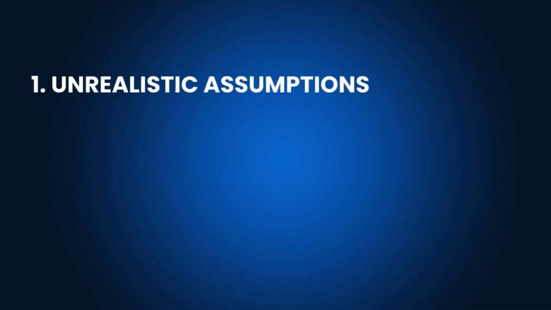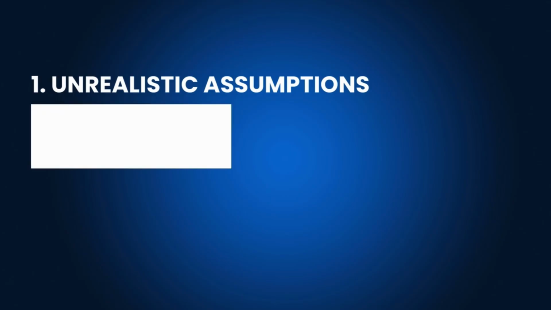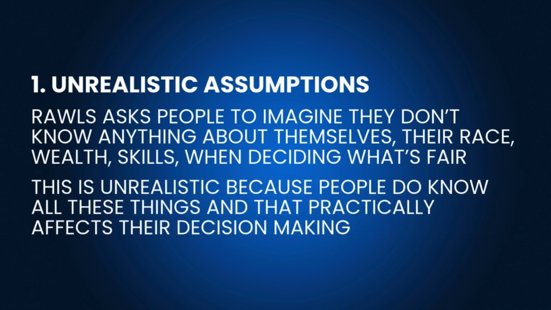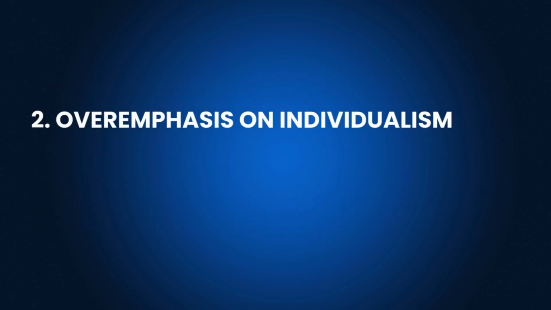While a powerful idea, Rawls' theory has been met with several criticisms. Number one, unrealistic assumptions. Rawls asks people to imagine they don't know anything about themselves, their race, wealth, skills, when deciding what's fair. Critics say that this is unrealistic because people do know all these things and that practically affects their decision making. Number two, overemphasis on individualism.